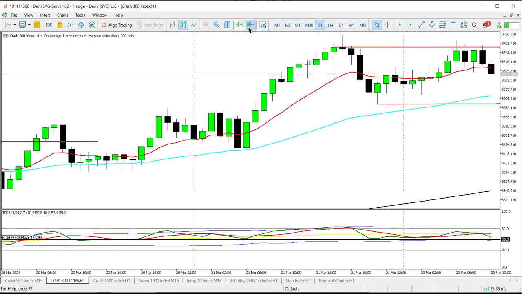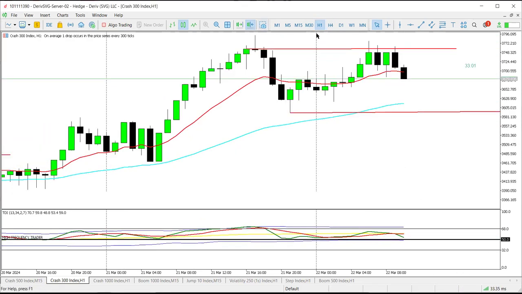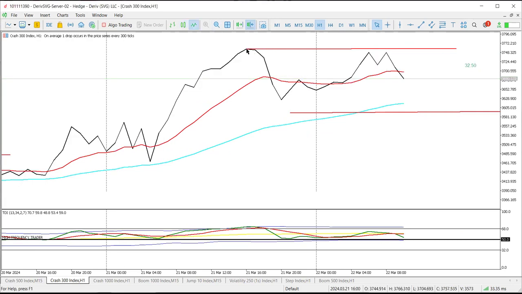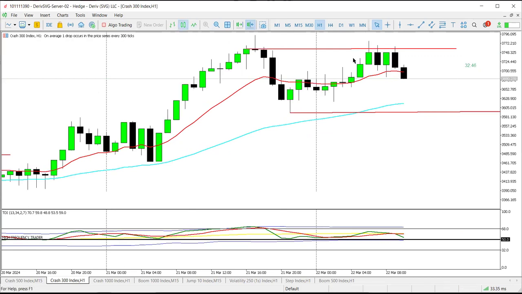Then dropping down again to H1, you'll see this is the level I marked. If we switch to a line chart, you will notice that's the high there. Right, so that was a point of interest. Come back to the candles. You can see price sort of rejected that area. So right now, for today, this will be the highest high for today, and this would be the order block. So a possible safe sell can happen here intraday. So we're going to mark that area.